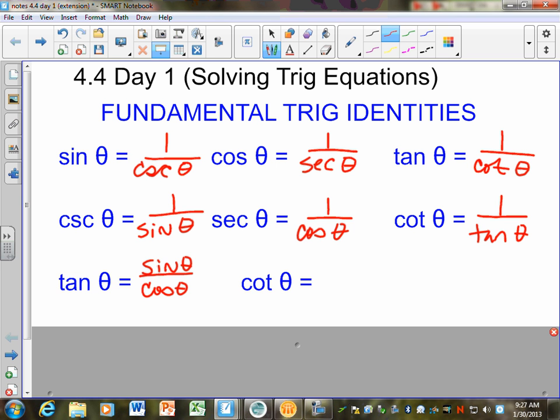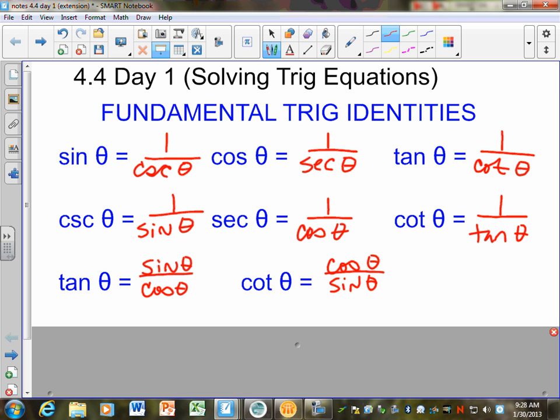Which means if tangent is sine over cosine, what is cotangent going to be? Today I'm going to give you a couple problems that you could just draw a picture and do the same way we've always done, but you could also just use these identities and you don't ever have to draw a picture because you could just write them in terms of the others.